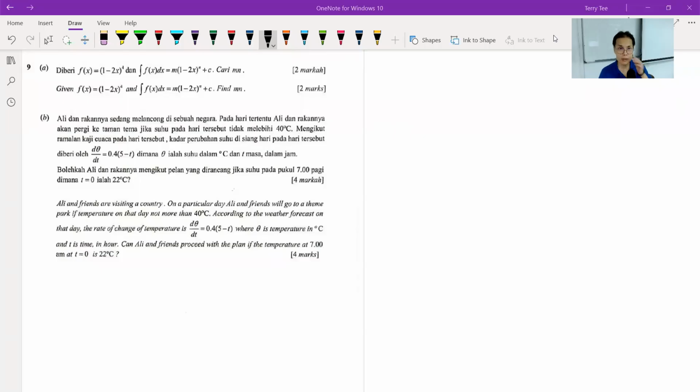Okay, moving on to question number 9. So the first part is integration. We're given that f(x) equals (1 minus 2x) to the power 4, and the integration of f(x) is now this. Find the value of mn.